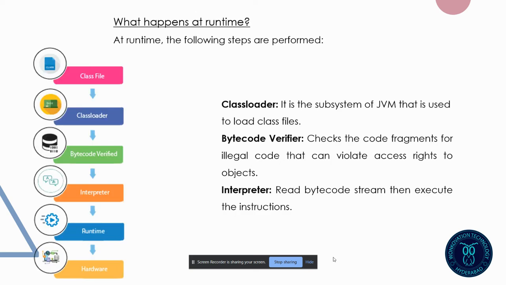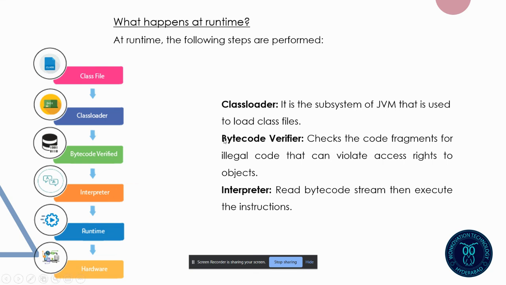Now what happens at runtime? During runtime, the Java class file is loaded to the JVM using the class loader, and then the bytecode verifier verifies it for the violation of access rights to objects. Then the interpreter executes the bytecode instructions and then displays the output on the hardware.